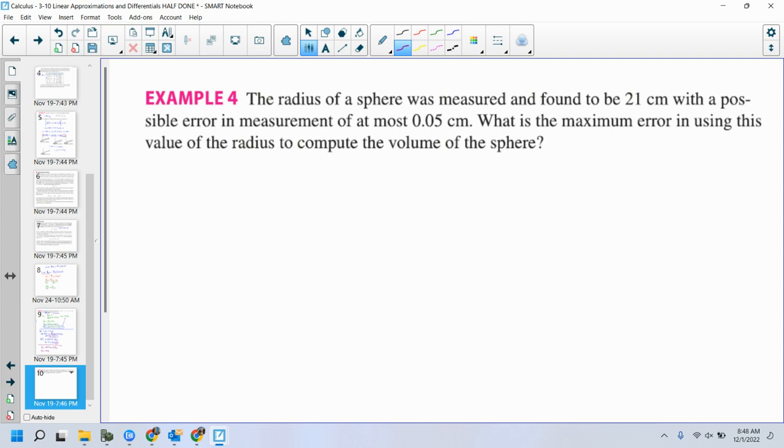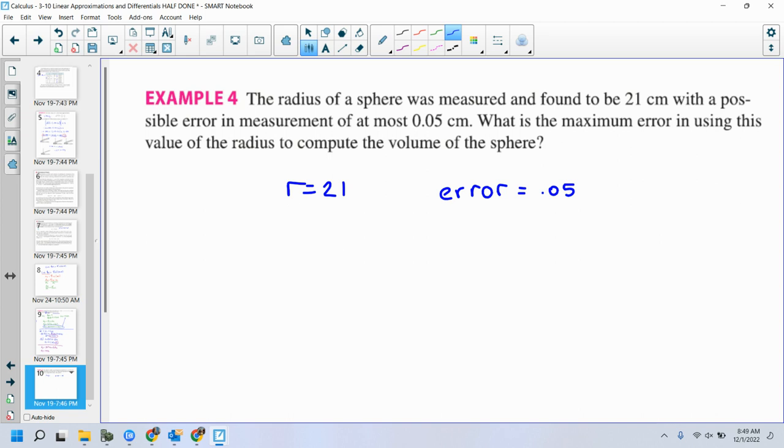Now you've got to really understand what they're asking you here. You know your radius is 21, right? And I know my error is 0.05. Now, what truly is my error? Well, if I have a possible error of 0.05, that means I can be 0.05 off of 21. So I could have 21 to 21.05, right?